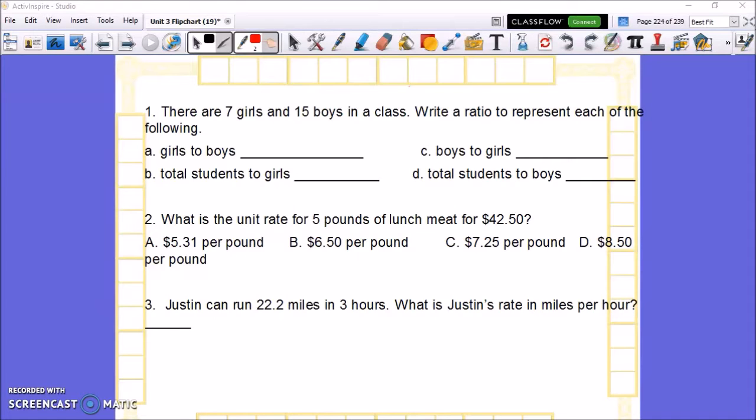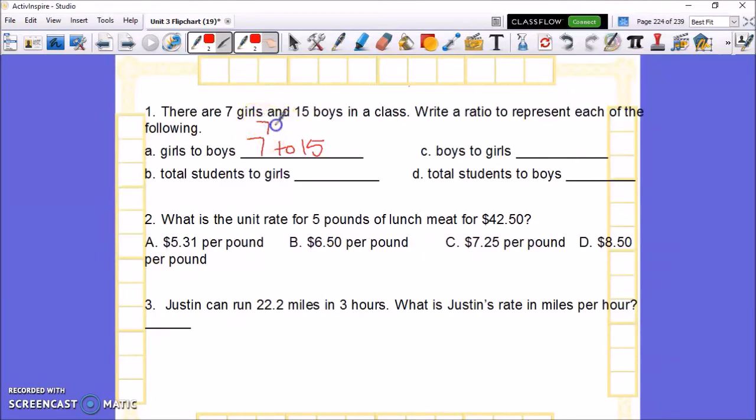All right, I'm going to go over all the questions from the Unit 3 Study Guide to help you prepare for the test. So for number 1, there are 7 girls and 15 boys in the class. Write a ratio to represent each of the following. So the first one was girls to boys. So we would write this 7 girls to 15 boys.